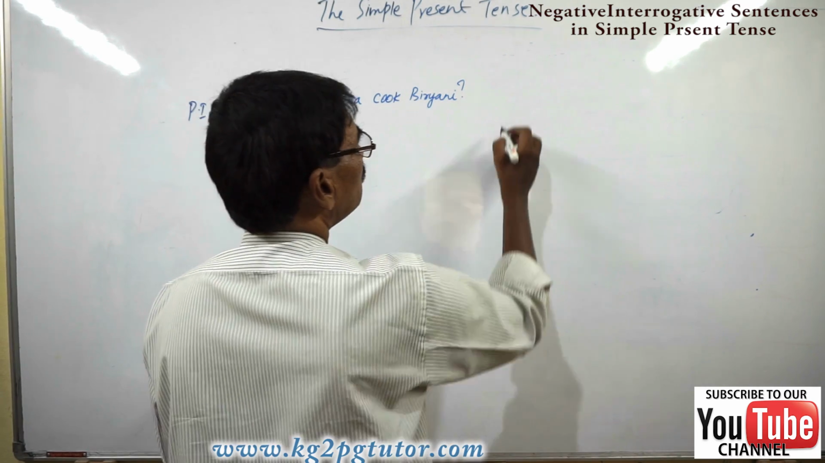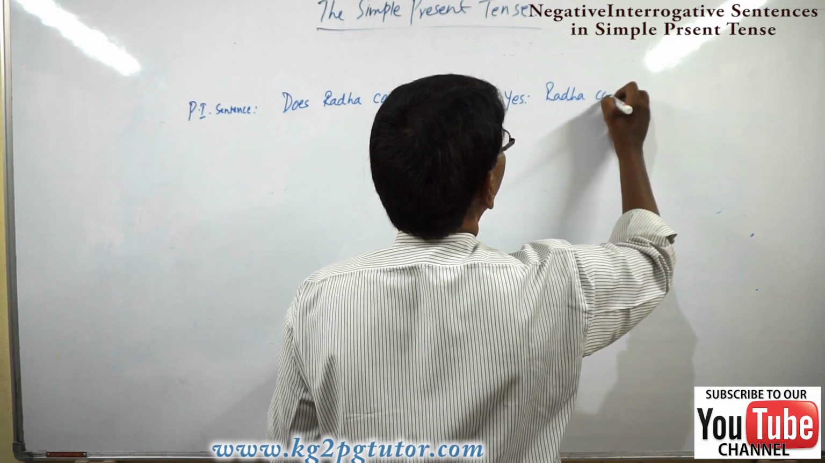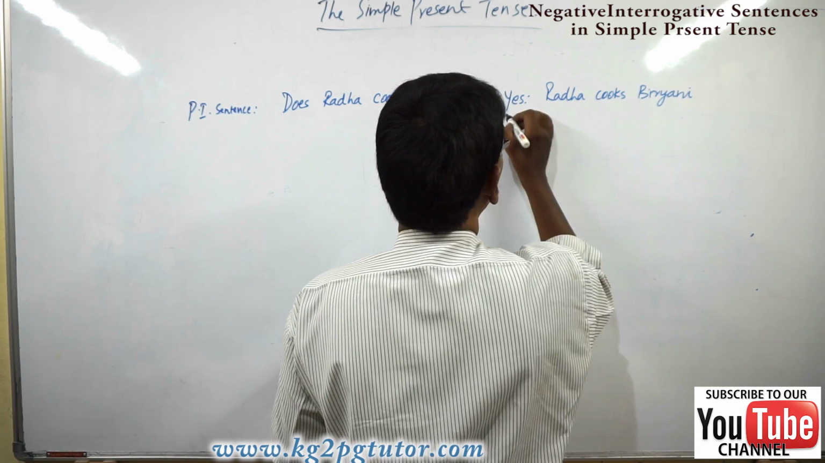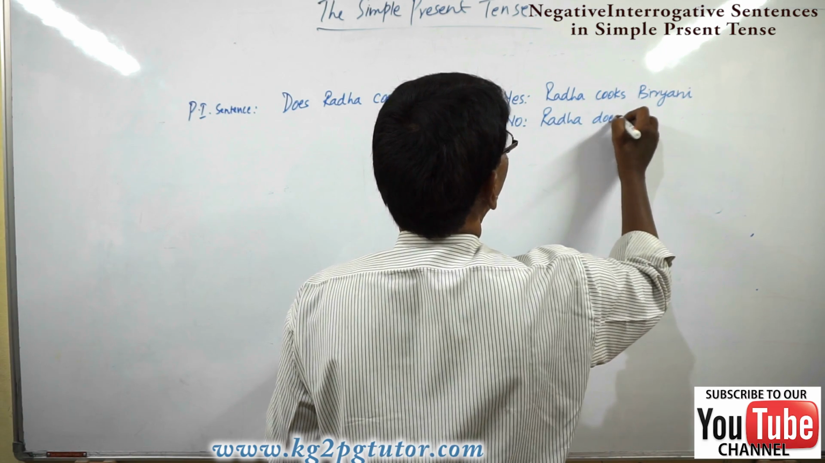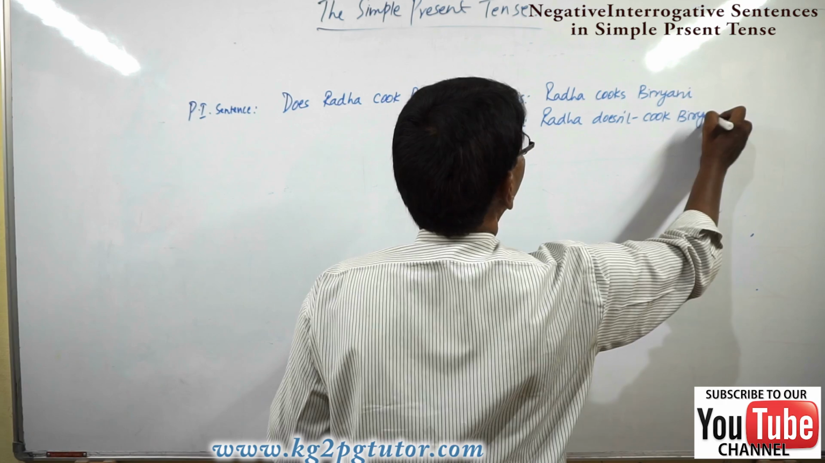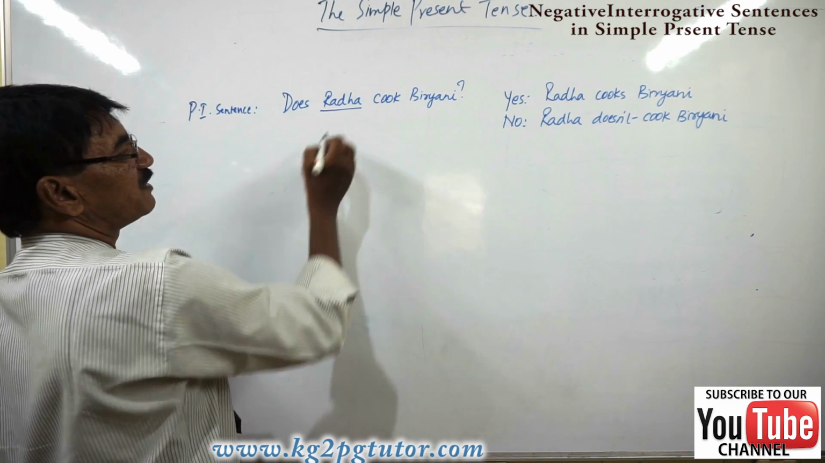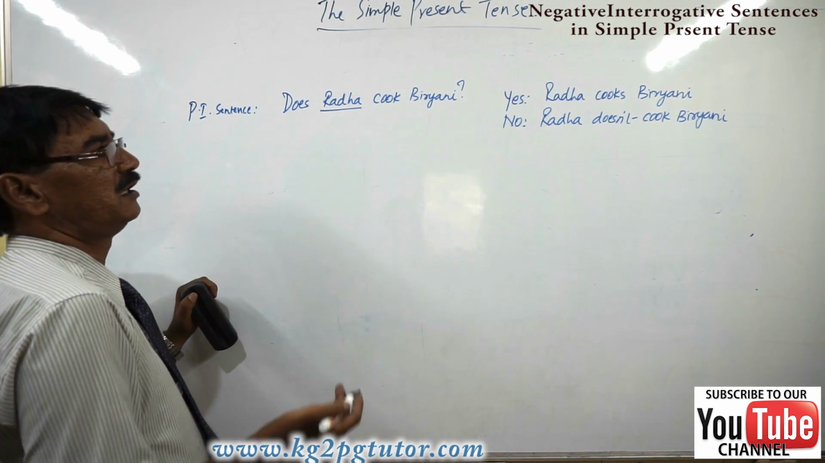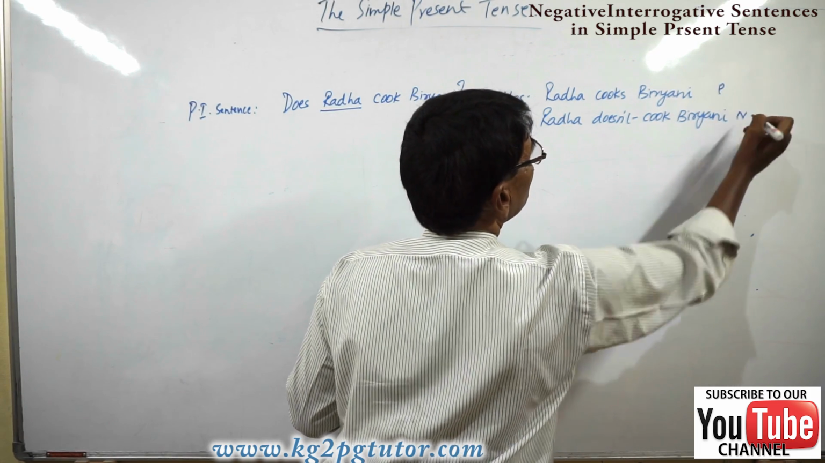What will be the answer? Yes, Radha cooks biryani. No, Radha doesn't cook biryani. Isn't it? Here we have used the subject Radha. Here we have said yes, Radha cooks biryani. No, Radha doesn't cook biryani. This is the positive sentence and this is the negative sentence.